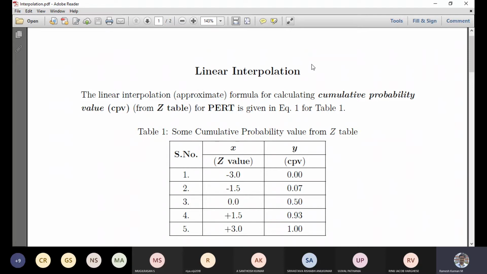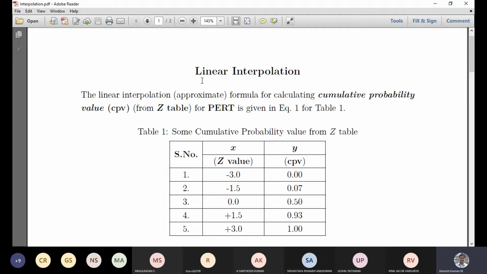If the Z value is not given in the exam or you are not able to find it, you can use this approximate method called linear interpolation. In fact, linear interpolation itself is a very approximate method, because it's a Gaussian distribution Z table. So you could look into non-linear interpolation, or Gauss forward interpolation, or some other methodology. But that methodology itself is time consuming. So this is a simplified method, and you can make use of it for determining the completion time.